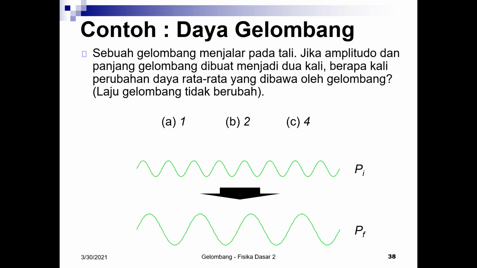This is, for example, in the case we have a wave. If the amplitude and the wavelength become twice, how much does the average power carried by the waves change? The propagation speed is not changed, whether this is 1, 2, or 4.